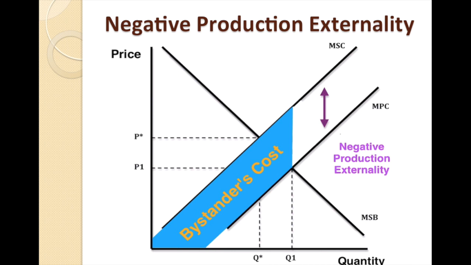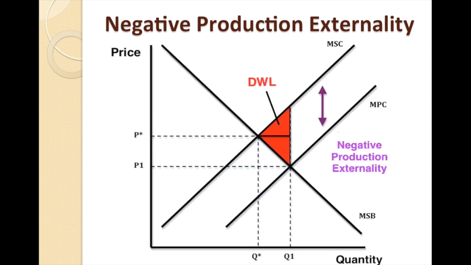The overproduced amount is in between Q1 and Q star. Negative production externality is in between marginal private cost and marginal social cost. Since overproduction brings negative externality to the people who are not directly involved in the production, there is the bystander's cost. On the third graph, it shows the deadweight loss. In this example, the deadweight loss is the pollution that the industries created.